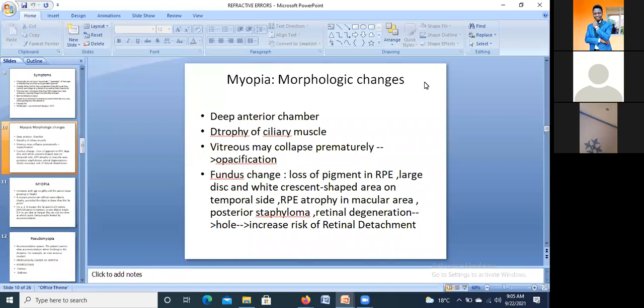So you see what we call a tigroid fundus. It looks like the skin of a tiger. There are dark points and hypopigmented places. Those are all features of atrophy of the retina, mainly degeneration of the retinal pigment epithelium. In the long run, the retina may develop a tear or a hole. Eventually, they get retinal detachment.